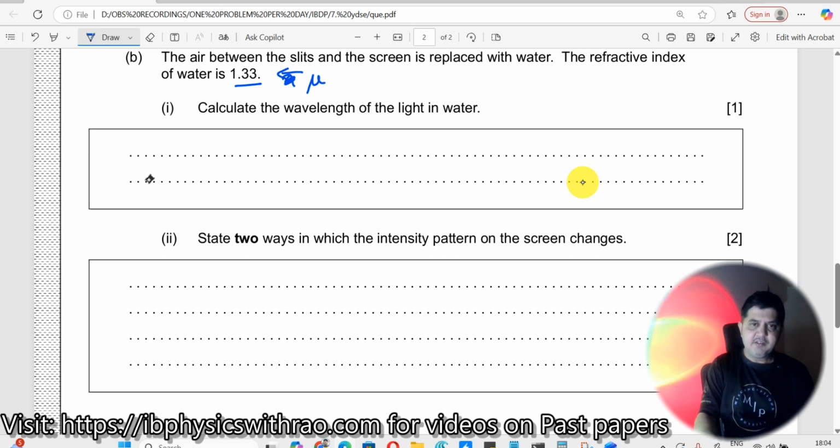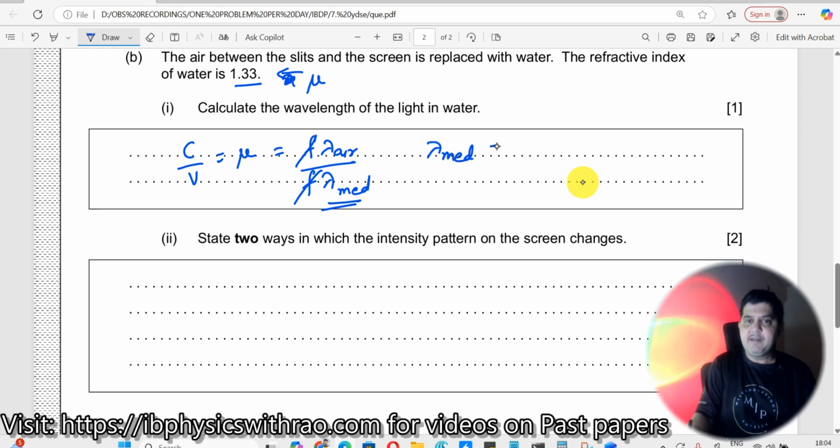Now what we have done is, this is YDSE and the refraction has also been combined over. Now we know c by v is equal to mu. Refractive index equals velocity of light divided by velocity of light in medium. So this is what is refraction. Now you need to calculate this. We know that this can also be written as f times lambda air divided by f times lambda medium. Now this f does not change. F goes away here. So I need this value of lambda.